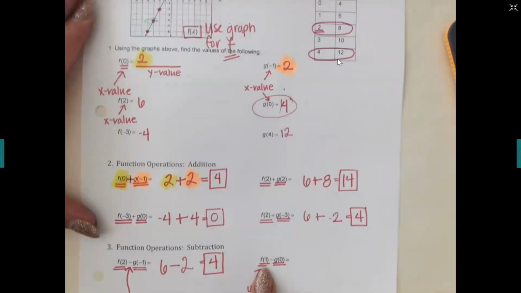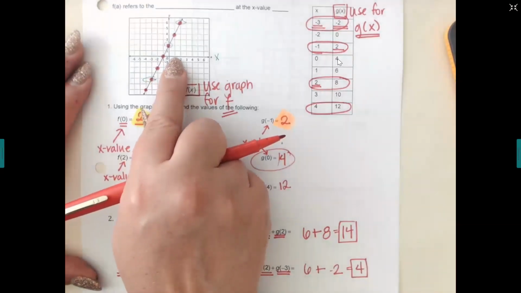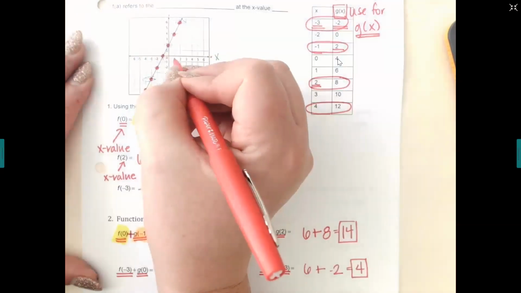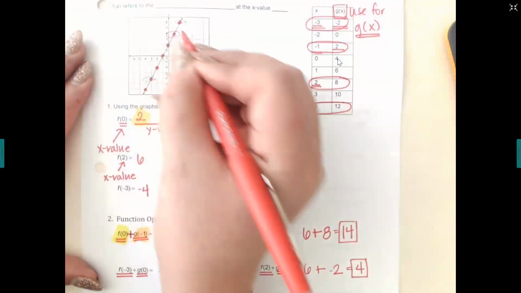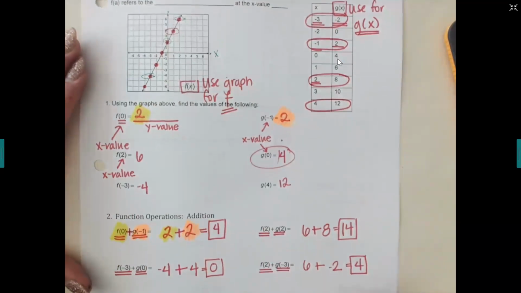Look at your chart. Okay, 1 is here. And then how many boxes up to get to that dot? So if I trace 1 up, what do I get? That would be how many boxes up for 1?